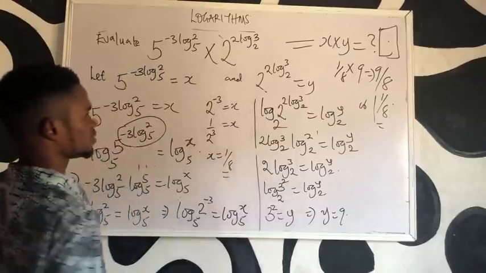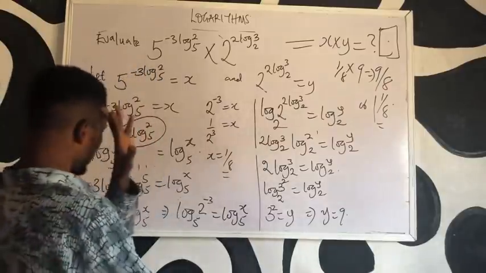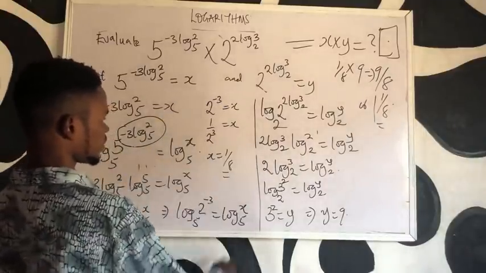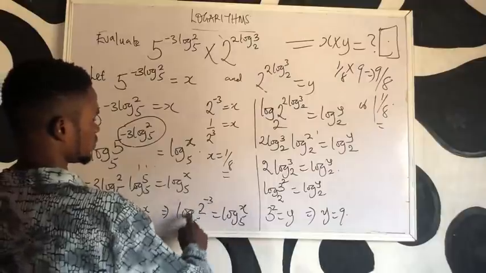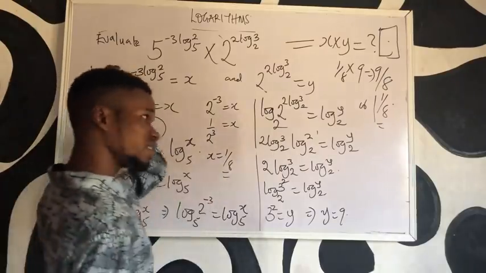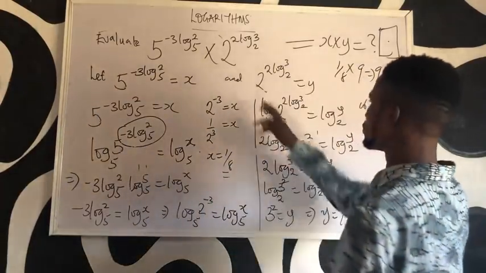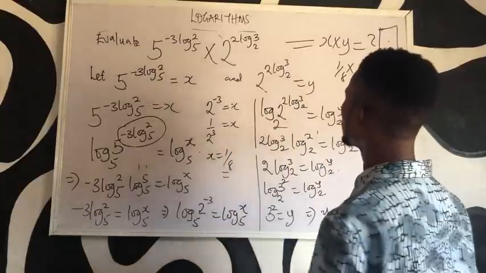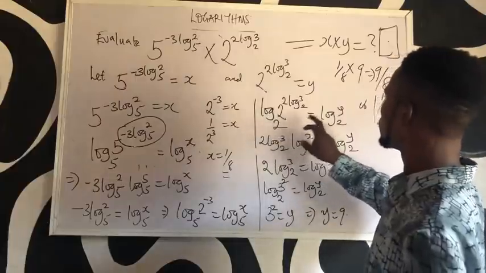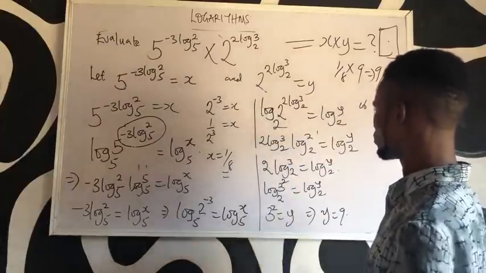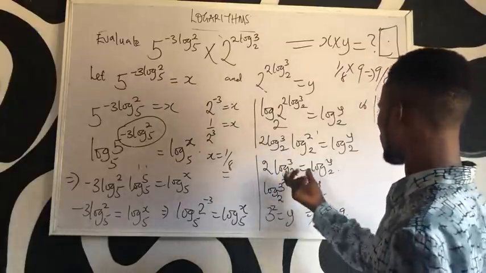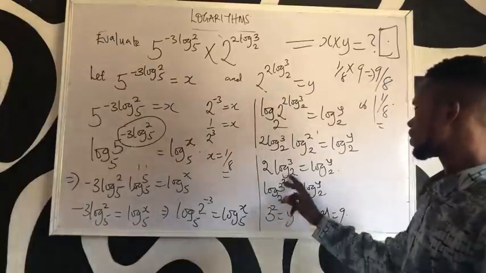There is equality because they have the same base. So 2 raised by minus 3 is equal to x, because we equate the logarithm. We neglect this. Then 1 over 2 raised by 3 is what? 1 over 8. X is 1 over 8. The same thing is applicable to this. This is 2. We have log 2 raised by 2 log 3 base 2, log y base 2, then we have this. At the end of the day, log 2 base 2 is 1, then there is equality, they have the same base. 3 raised power 2 is 9.